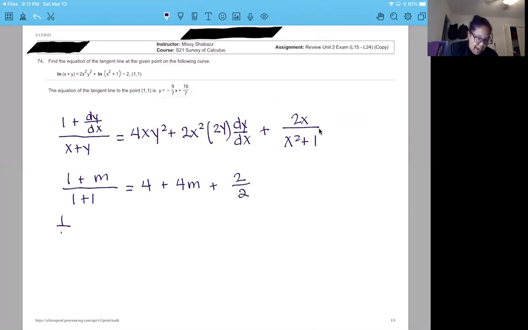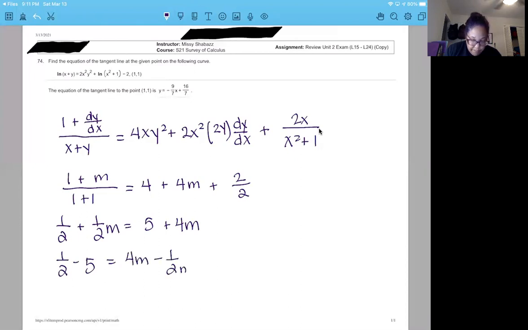So this is 1/2 plus 1/2 m equals 4. Well, let's see, that 2 over 2 is 1, so we get a 5 plus 4m. I'm going to put everything with an m on the right and everything without an m on the left. So I have a 1/2 minus 5 equals a 4m minus 1/2 m.